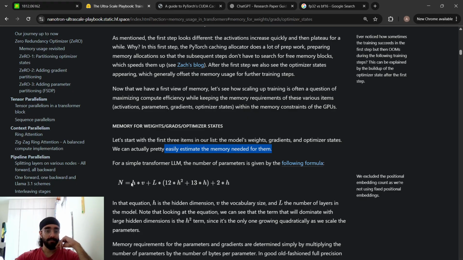Actually, we can estimate the number of parameters in a given transformer, where L is the number of layers in the transformer, H is the hidden dimension, and V is the vocabulary size. Yeah, I think so. It is easy to estimate the number of parameters given that you know the transformer architecture and what all of these stand for. Seems like they have this.